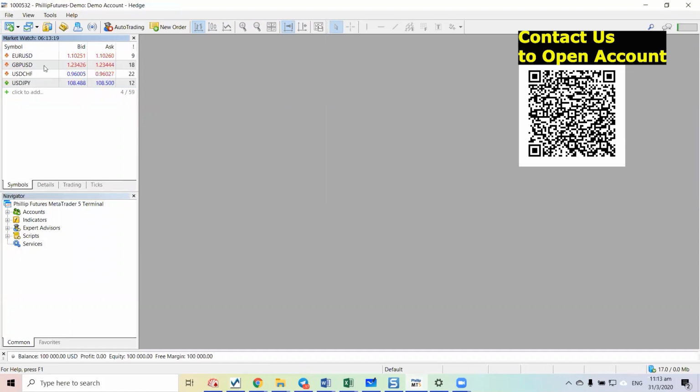Okay, so let's say we log into this Philip Futures demo account. What does this Hedge mean? Hedge basically means that in hedge mode you can have a concurrent long and short position. Because usually when you long and you short, it nets off. But for hedge mode, you will have two open positions, one long and one short.